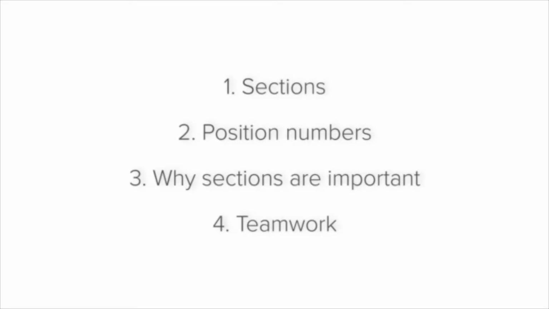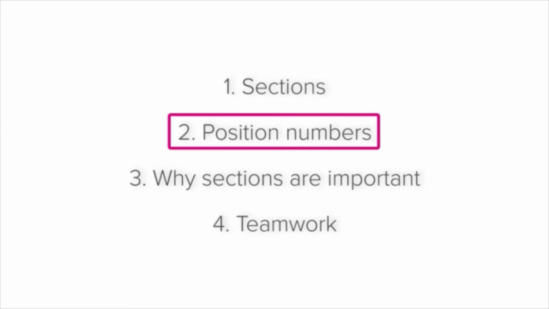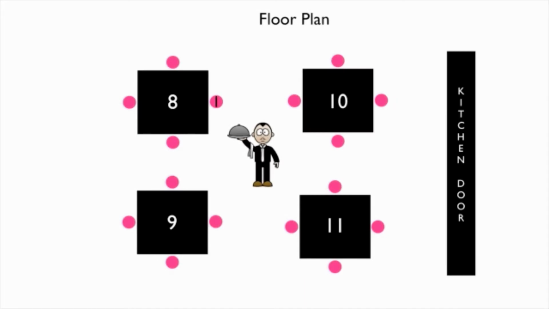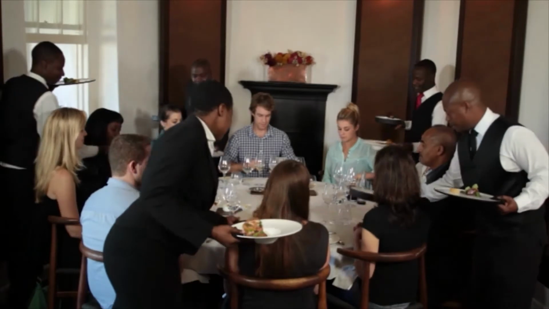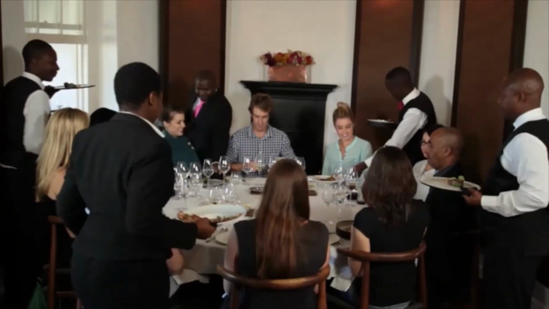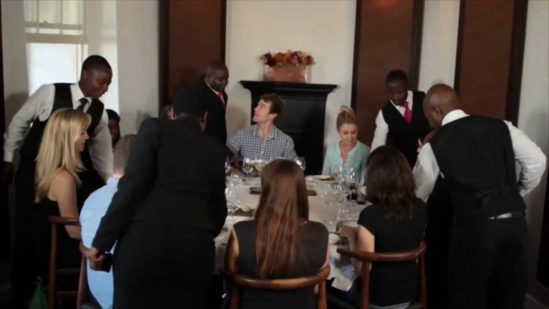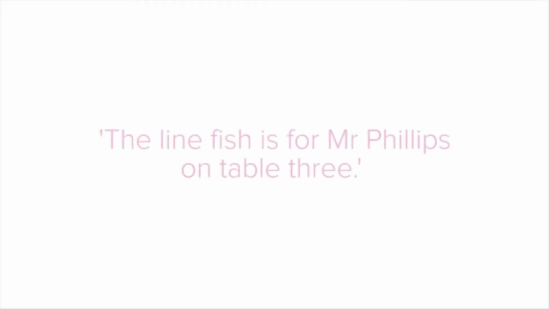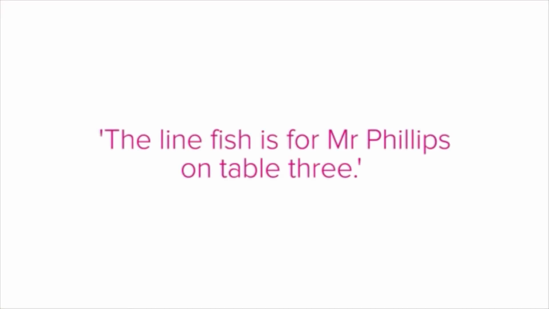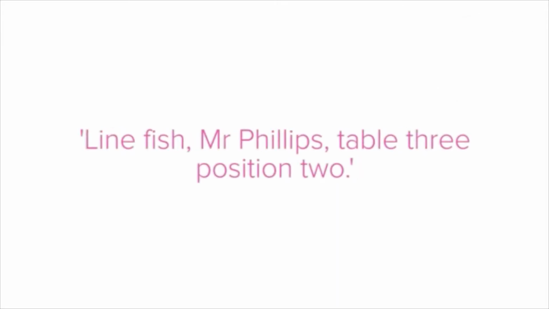Now let's look at position numbers. Just as each table is given a number, each seat at a table is also given a number. This is so that you know which dish is for which guest, and your colleagues can also know. If you ask a colleague to help you deliver plates, and you say, "The lionfish is for Mr. Phillips on table 3," he might not know who Mr. Phillips is, and won't know where to put it when he gets there. But if you can say, "Lionfish, Mr. Phillips, table 3, position 2," they will know exactly where to place the dish.